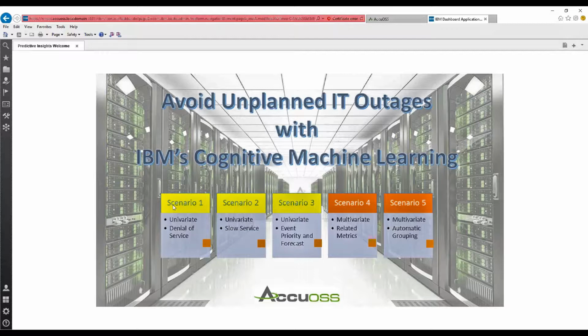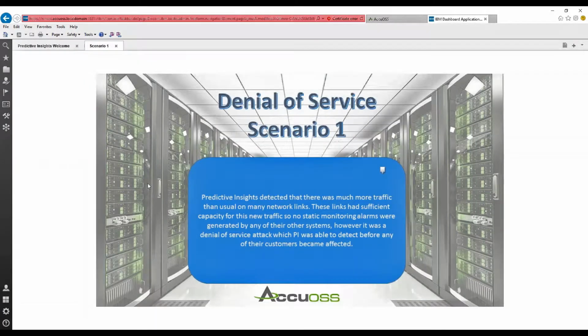So the first scenario we're covering is a univariate scenario. So it's on a single KPI on a single resource. And what this particular scenario will walk us through is a denial of service attack that was going on at this particular customer. What we've done is we've detected that there was more traffic than usual on many of the network links in this organization. But on a univariate perspective, these were 10 gigabyte links, so they had plenty of capacity for handling all the new traffic coming in.